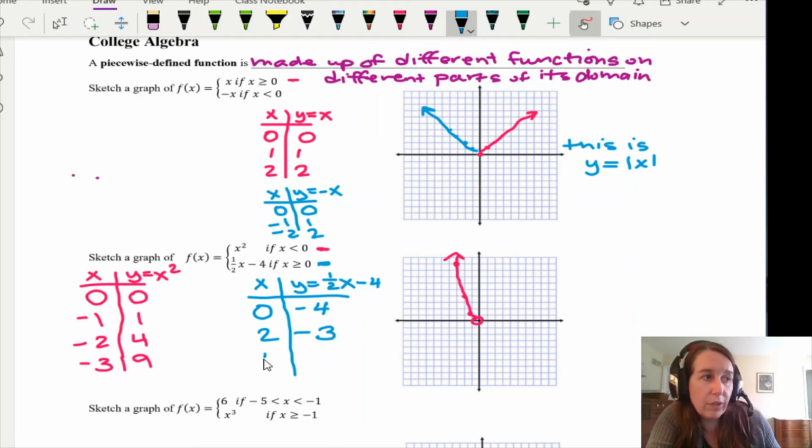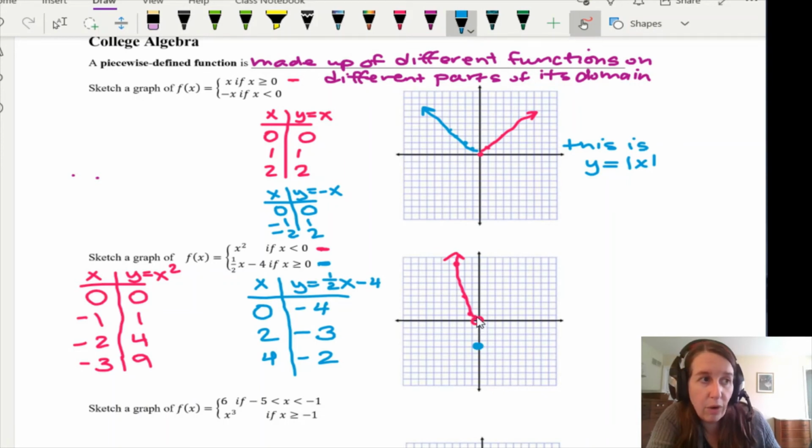And let's do another one. Let's do another even number so we get whole number answers, just for ease. So 1/2 times 4 is 2. 2 minus 4 is -2. Okay, let's graph those points. So our first point is at 0, -4. And that point is filled in, and that's because it says greater than or equal to.